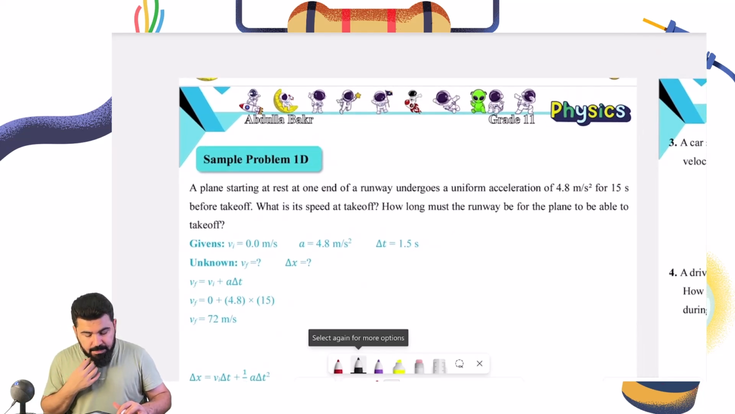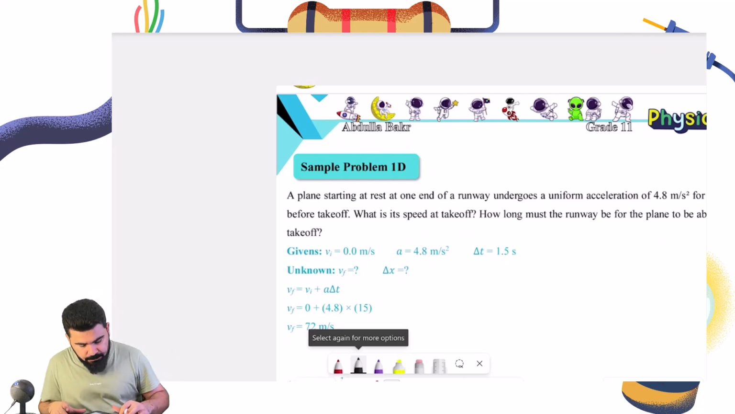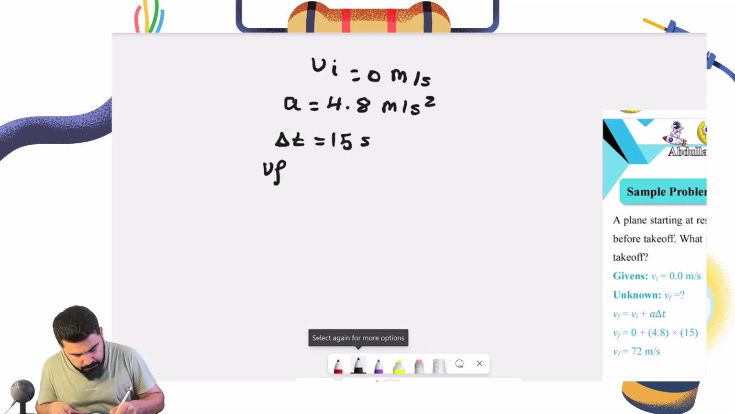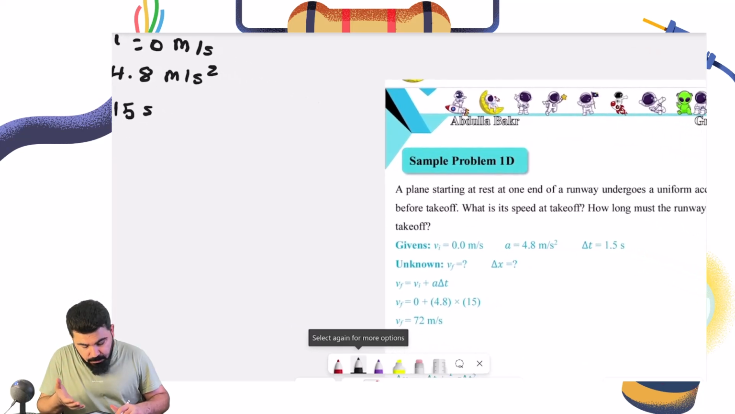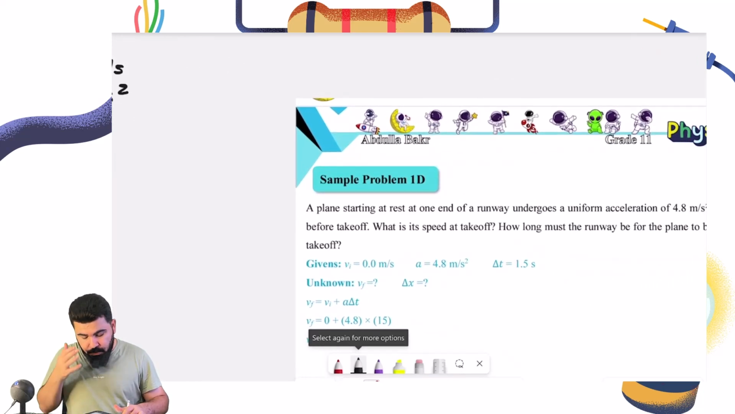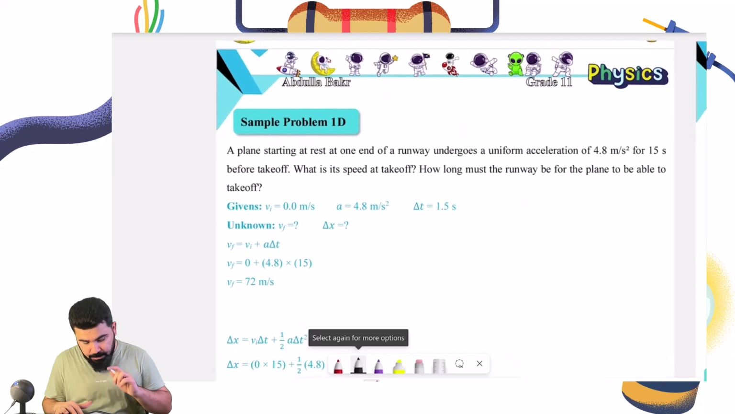What is the speed at takeoff? Okay. So if you ask yourself, how do you know which speed is it asking? Is it asking for final velocity or average velocity? It's not asking for average velocity. Why? Because we already have initial velocity. And if we have initial velocity, then we need V final. Careful. Okay, so V final is equal to what? Okay, that is the first part. Let's deal with the first part, then we're going to come back to the second part, okay, which says how long must the runway be for the plane to be able to take off.